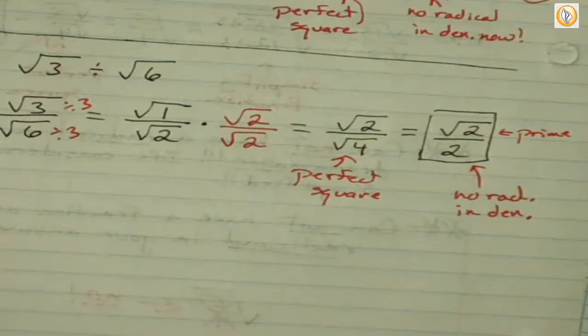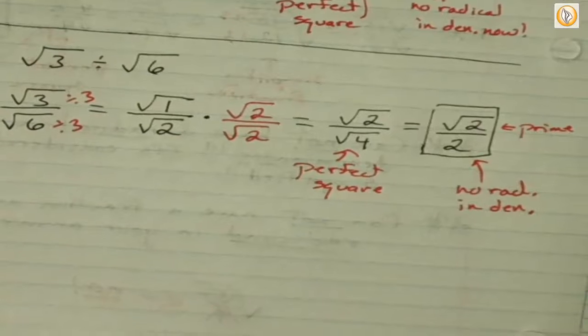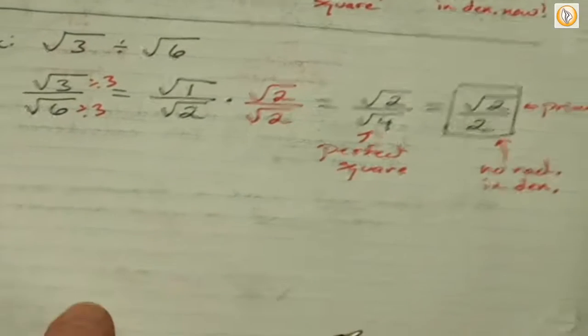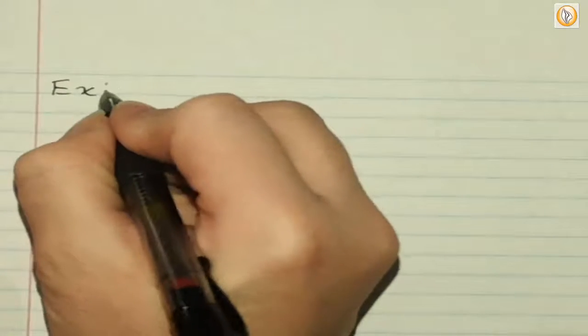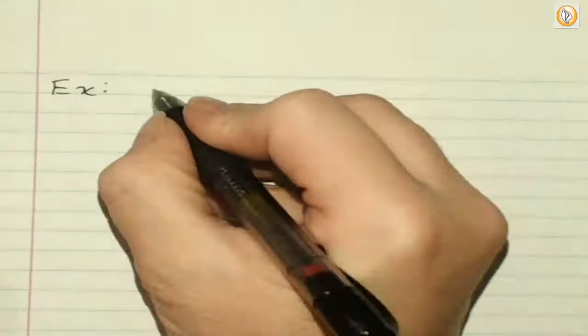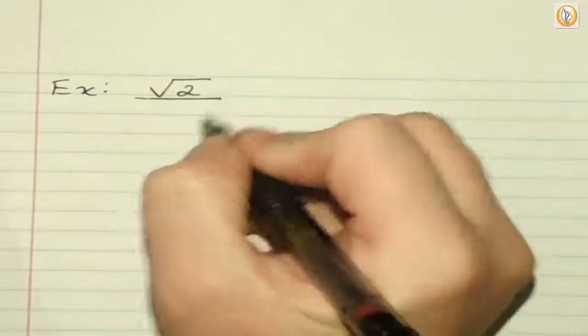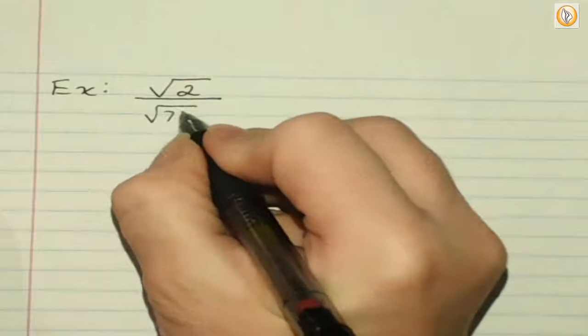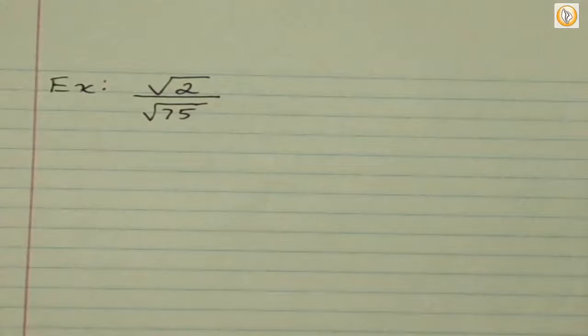Any questions? Y'all doing good? All right, let's do another. Y'all ready? Take it up a notch. Square root of 2 divided by the square root of 75. This is where it gets crazy.